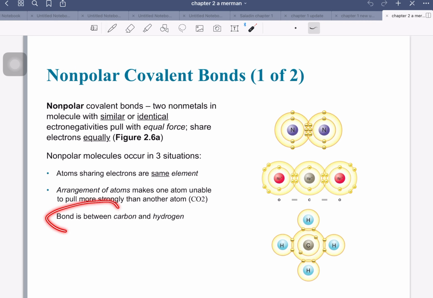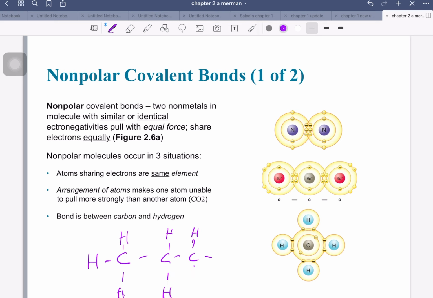And of course, this is a very important case because when we really start to look at organic molecules, the backbone is carbon. And carbon really likes to hook up with other carbons and also with hydrogens. And this becomes part of what we often refer to as carbon backbones. And carbon is a central player in organic molecules.